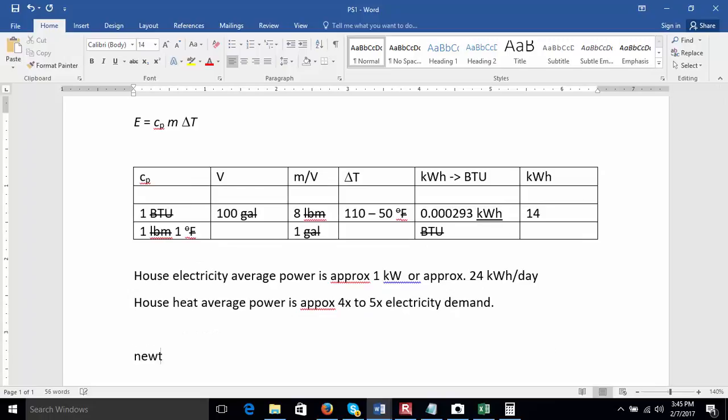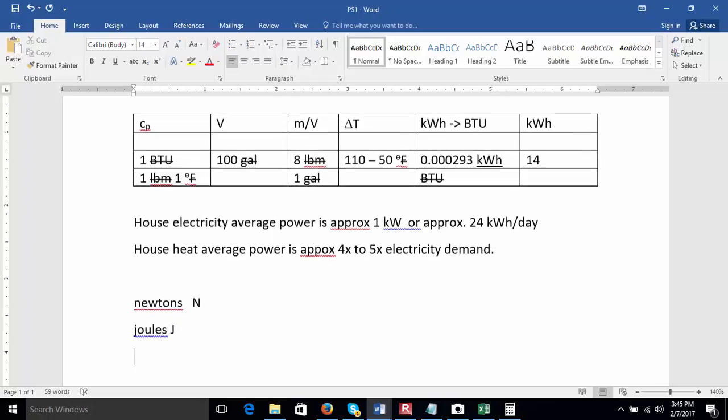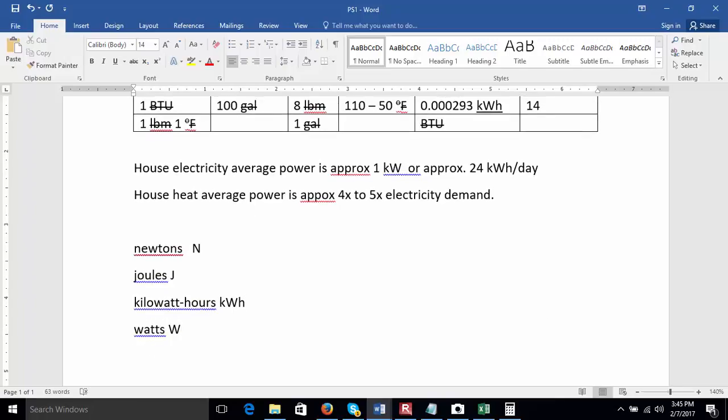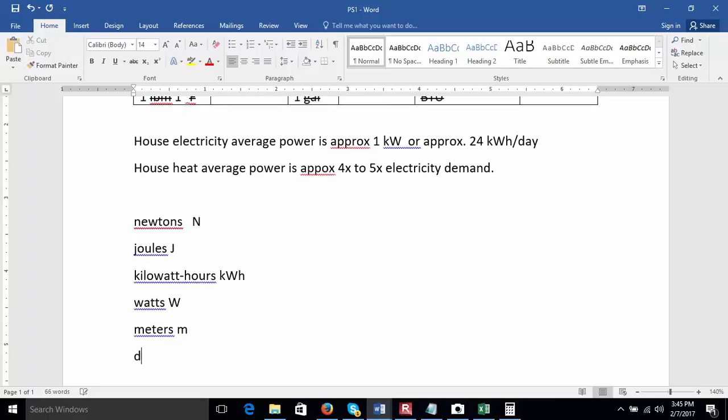So newtons is N. Joules is J. Kilowatt hours is kilowatt hours. Watts. What else? A newton is newton times meter, isn't it? Meter is M. Well, it would be a newton meter. Yeah, that's a joule. Celsius. The only weird one is Celsius. Celsius is the only one with the capital.